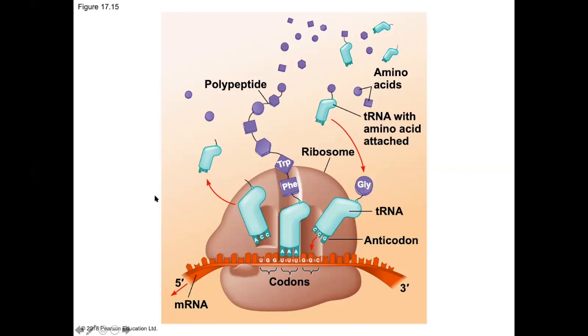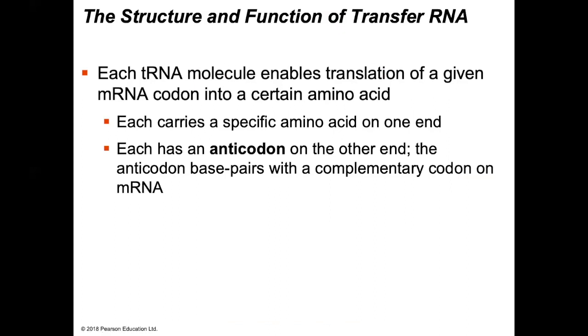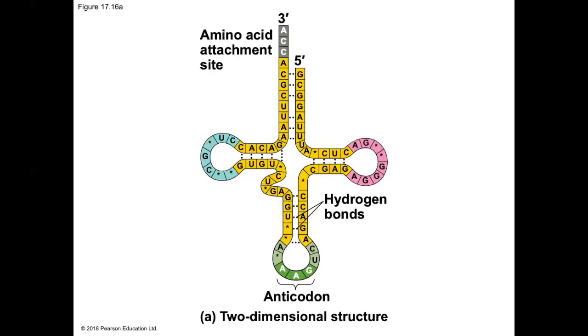So for the structure and function of the transfer RNA, or the tRNA, always remember that each tRNA molecule carries a specific amino acid on one end and an anticodon on the other end. We will discuss more of the anticodon and codons as we progress in this topic. This is a 2D structure of the tRNA. One end is carrying the amino acid and the other end is carrying an anticodon. And this anticodon is complementary to the mRNA strand that is carried to the ribosome.